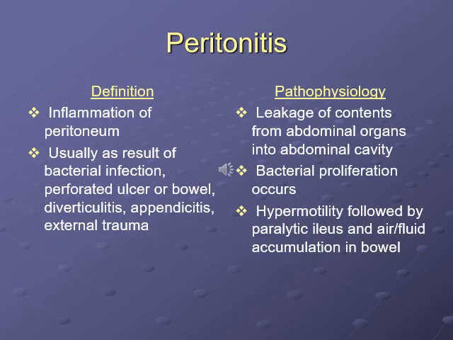Peritonitis, we've talked about a few times, so just have a couple more slides just to make sure everybody understands that this would be an emergency. This is a serious complication where we have inflammation of the peritoneum, and this is the membrane that lines our abdominal cavity. So it's usually a result of bacterial infection or a perforated ulcer, perforated bowel, or perforated diverticuli. Could be perforated appendicitis.